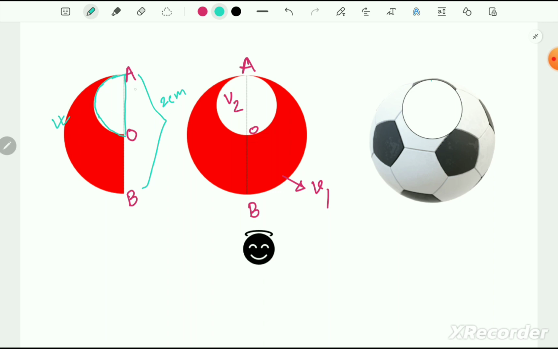So what is the distance of AO? 1 cm, half of AB. And what would be the radius? In case of AB it's 1 cm, in case of the AO semicircle it would be half. Like if we consider R1, it's 1 cm and R2 would be half a centimeter.